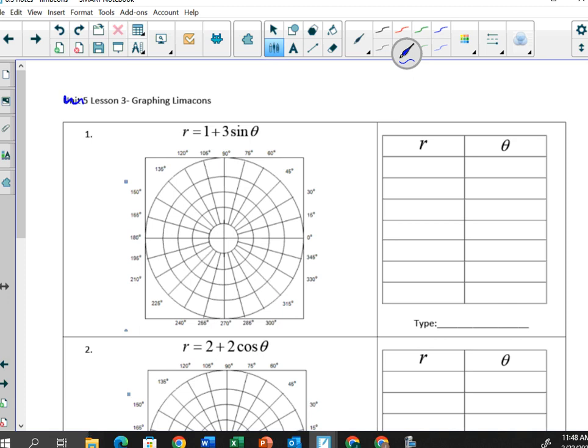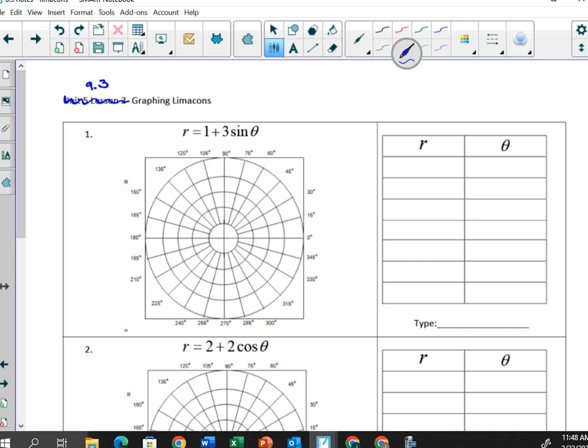All right, guys. So the first one here, do you guys see how this looks different than what we were doing last class? What's different about my equation? There's a plus, yes. So we have to figure out what that does to our graph.